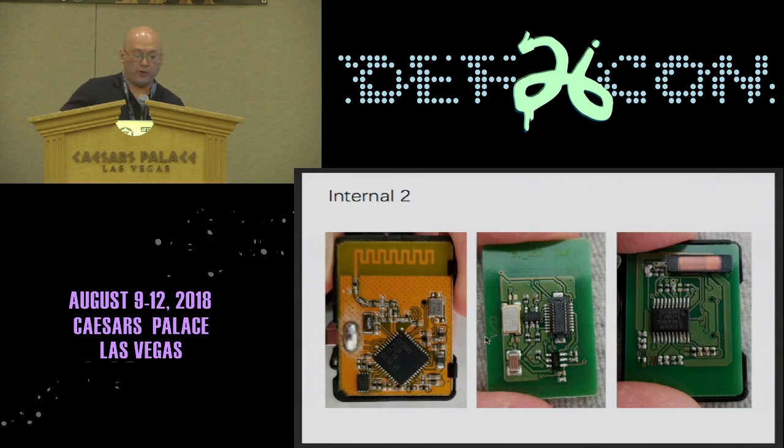Okay, so now once we open it, we see there are actually two boards inside. One is the yellow board here, and then there's the green one here. The middle one here is just the backside of the green board. So we can use this connector to connect them to each other.